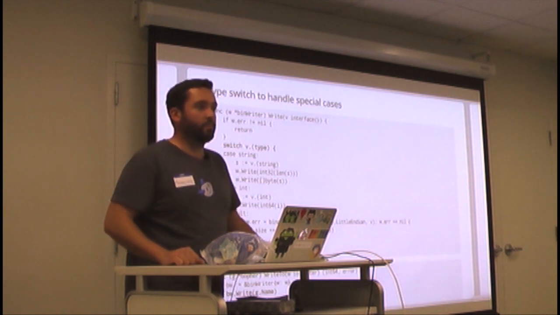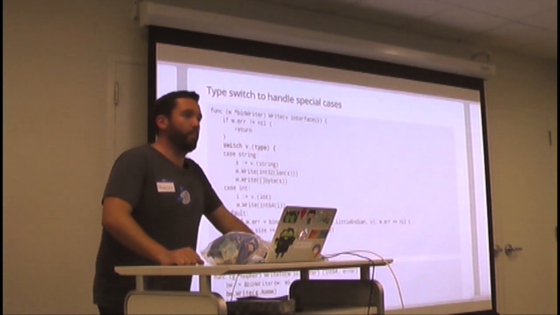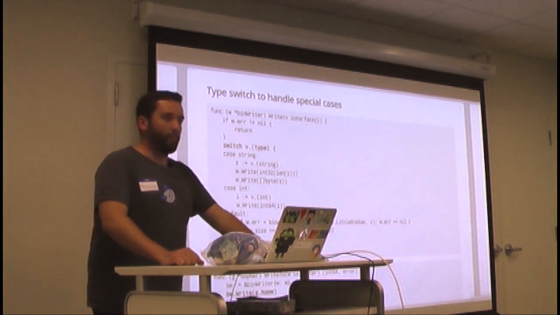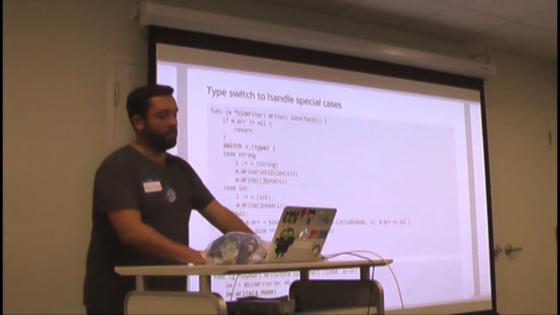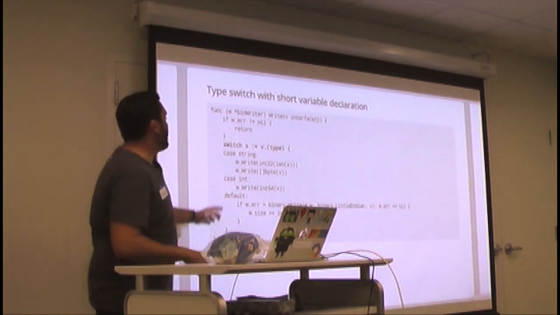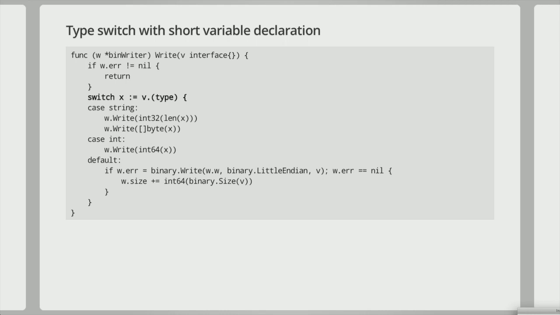Yes? There's a special form of the switch where you can assign it to a typed variable. Exactly. So what you can do is you can say v.type, you're getting that value and declaring it as a variable. This variable will be available in every single branch, in every single case. But in every single case, it will have a different type. Meaning that now x, in this case, is a string. So you can do length of that string.